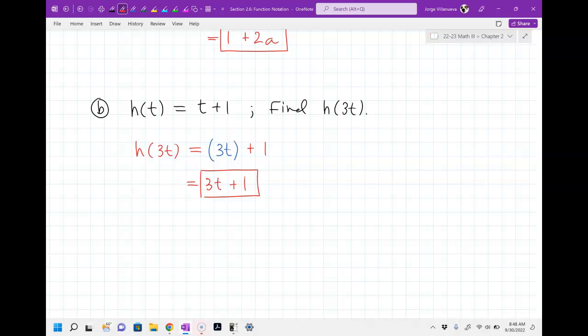Oh, you mean where the h of 3t is? So you're wondering, why am I not multiplying h times 3t? Remember, the way we read it, this is h of 3t, not h times 3t. It's not a multiplication on the left side. It's a reference. It's basically saying I'm getting my h function and I'm plugging in the following. So you don't work anything on the left.